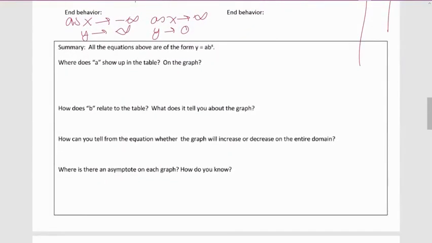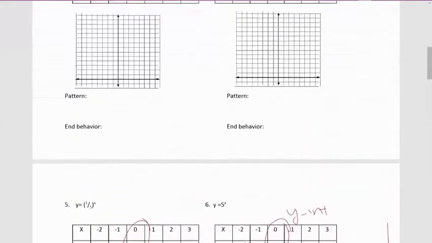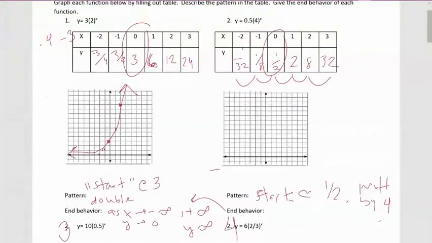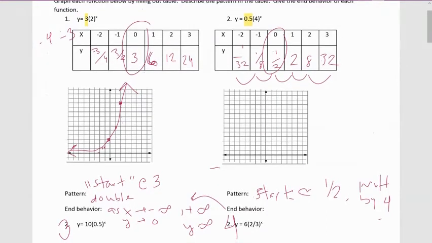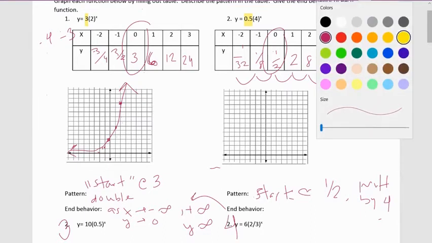So all of these equations are of the form y equals a times b to the x. If you do not have all the graphs graphed, you should pause now and go back there. Where does a show up on the graph? Well, when I'm looking at these, this is a, and this is a, okay? Notice it's also here. Okay, I'll circle with yellow then. Here we go. It's here.